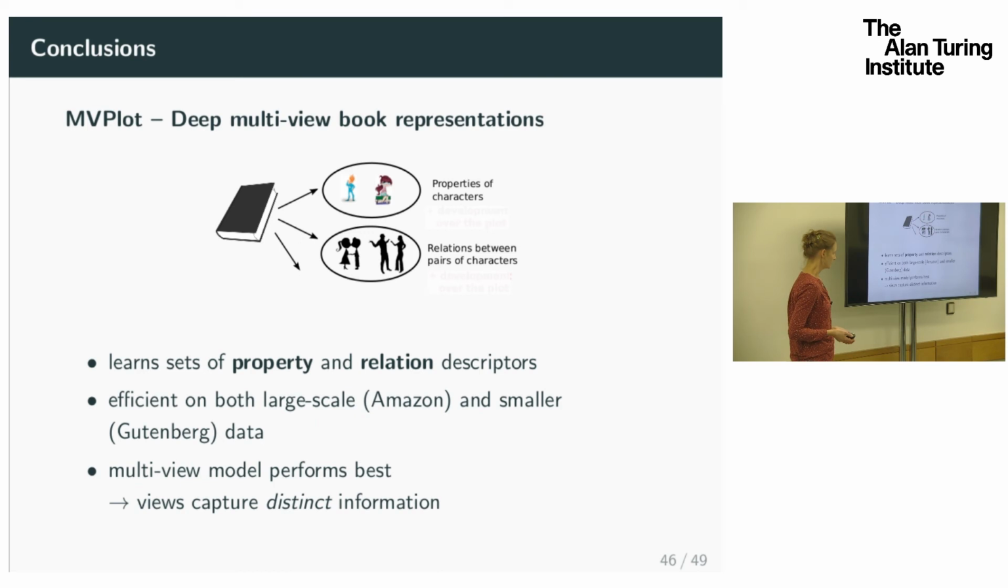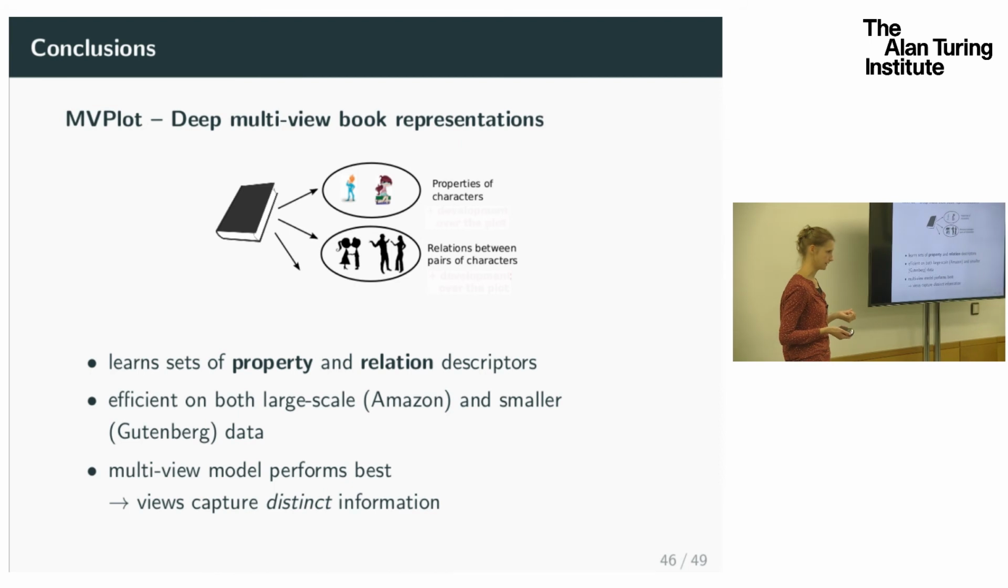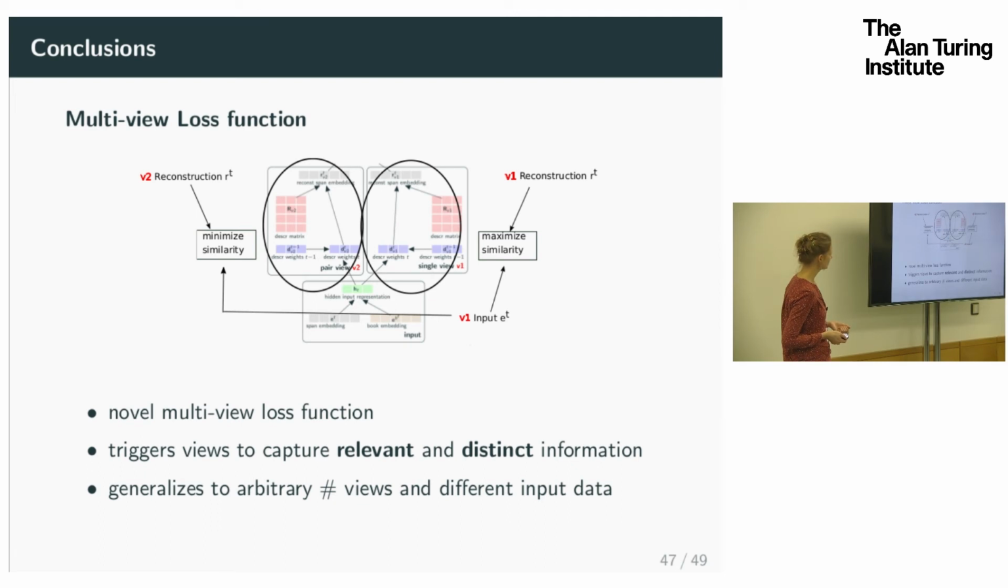And I showed that the different views actually result in quantitatively better clusters, showing that they capture distinct information. I introduced a multi-view loss function, which triggers the two views to capture distinct and relevant information. We applied this here to learning two views, but I should emphasize that this framework is very general. So we could induce another view with exactly the same method. For example, we could have a third view in the model which captures the mood of the book, and our loss function or objective would work in the exact same way.